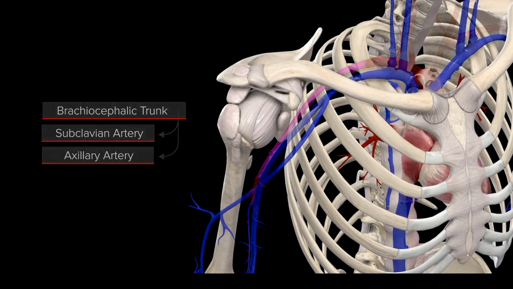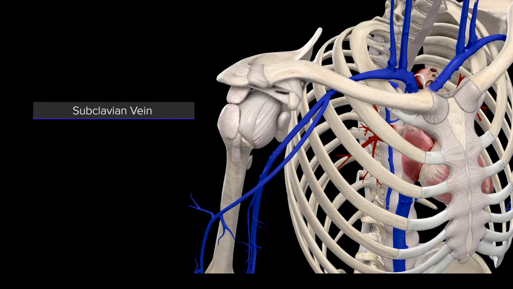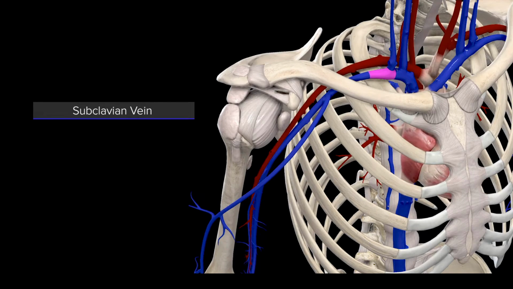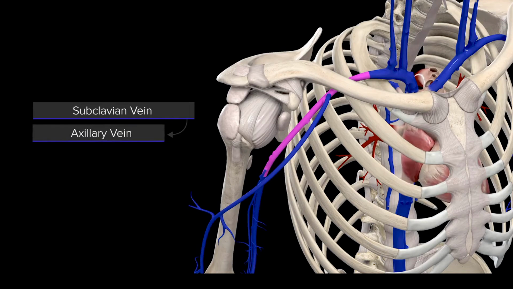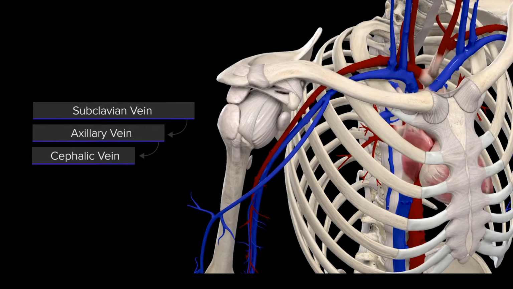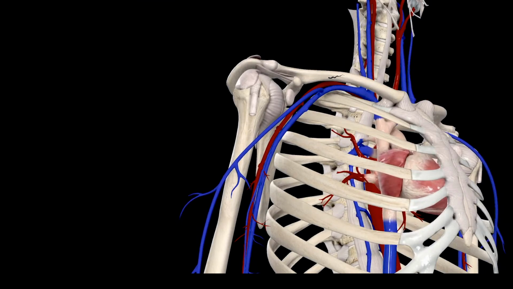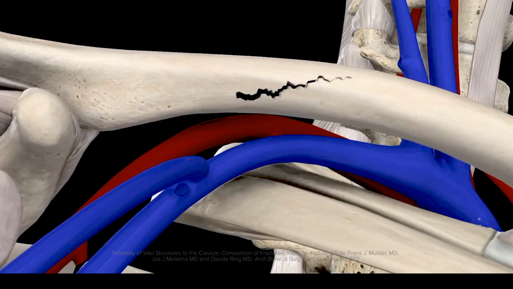Running parallel to the artery is the subclavian vein. It runs in the same direction as its arterial counterpart. It becomes the axillary vein and from there gives rise to the cephalic vein at the level of the deltopectoral interval. These structures are important to note in the setting of a clavicle fracture or injury. Because of their possible proximity to the injury, there have been case reports of vascular injury at the time of fracture or during the surgical repair.